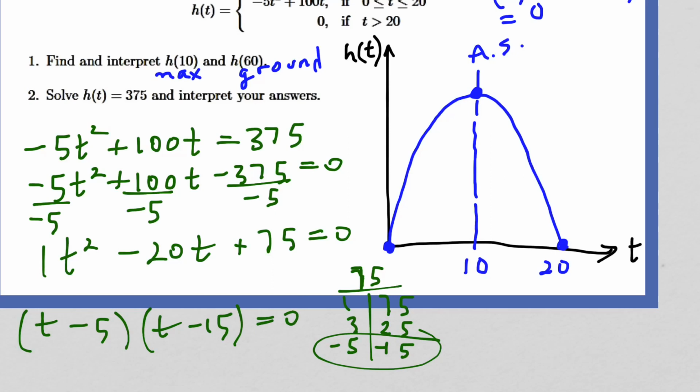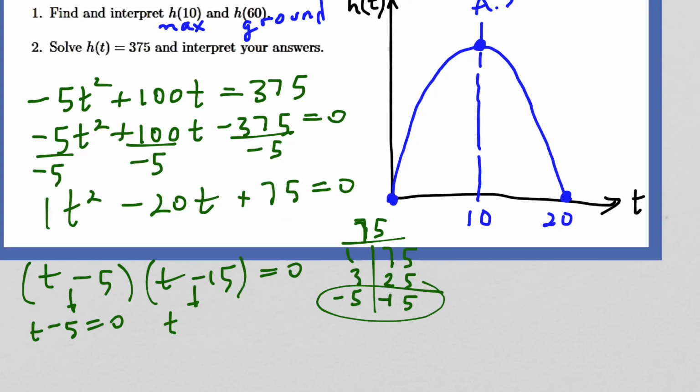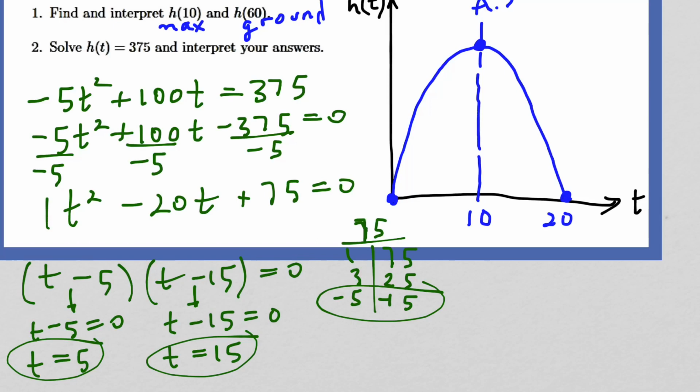All right, so now I want to set these equal to 0. So t minus 5 is equal to 0, and t minus 15 is equal to 0 would cause this to be a true statement. So I have a true statement when t is 5, when t is 15. Okay, so over here, when t is 5 and 15, I'm at 375. And that is my solution.